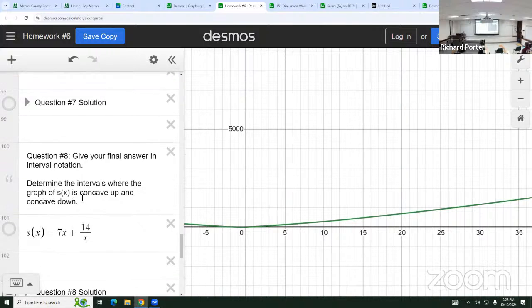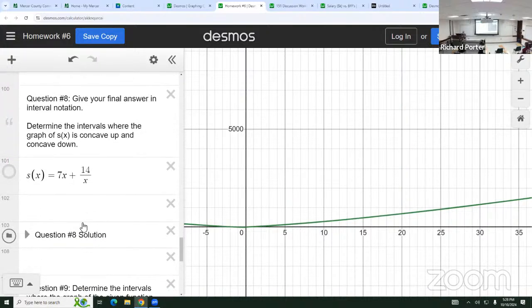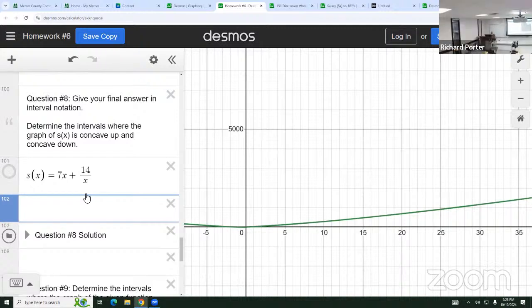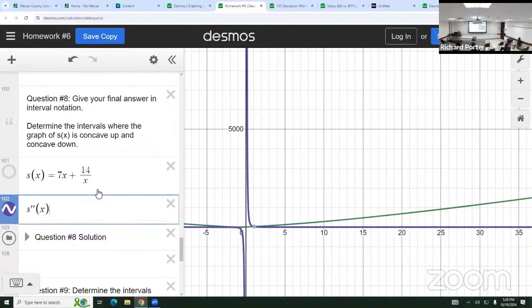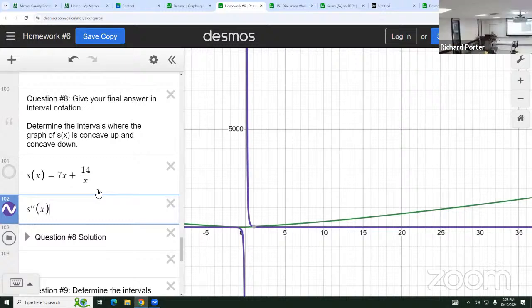The interval where S of X is concave up. All right, so let's try the same thing. What do I do to find out when it's concave up? The second derivative is what? Up. Positive. Okay, don't confuse.